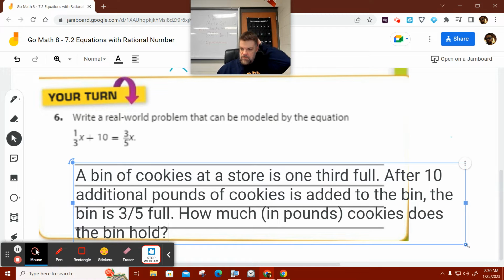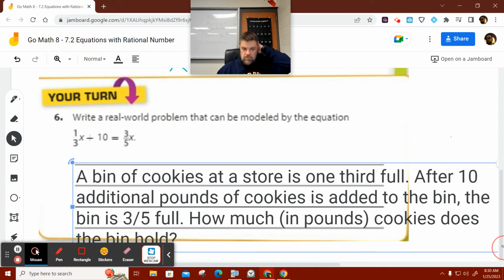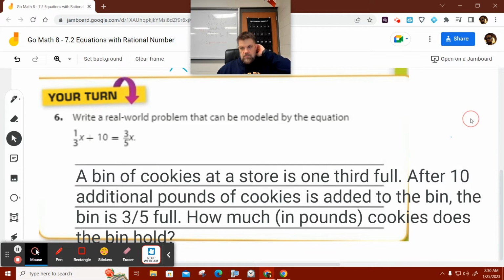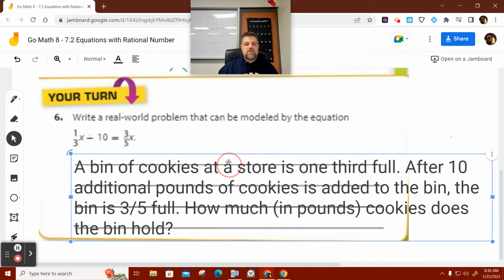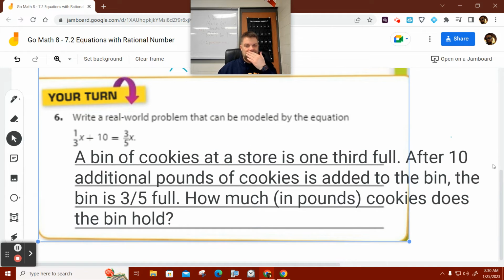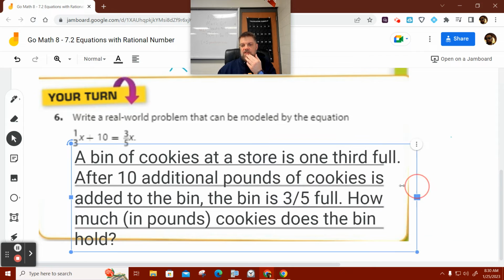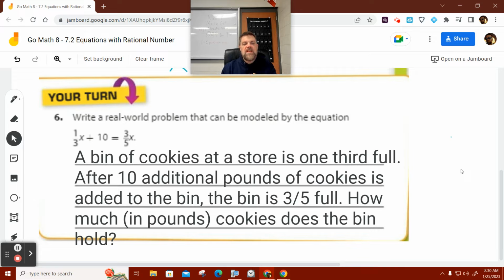All right, so let's talk about that. I think that works. Yes, I like 10 pounds of cookies. So a bin of cookies at a store is 1/3 of the way full. You add 10 more pounds of cookies, and then when you're done with that, it's 3/5 of the way full. So it's not all the way full. This is a really big bin.